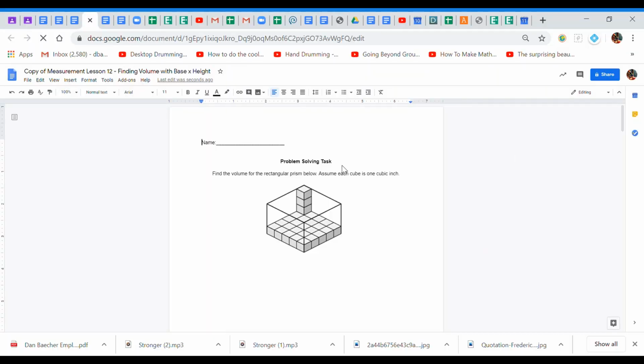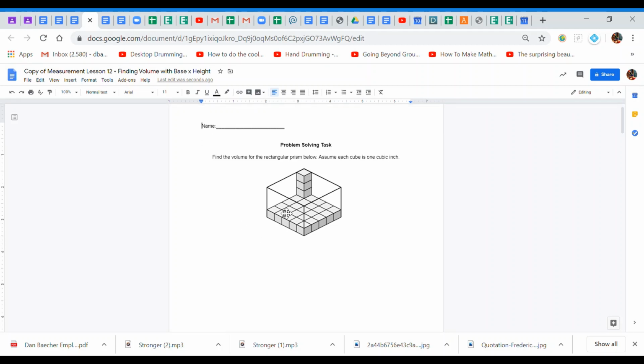All right, this is our problem solving task for the lesson. You can see right here we have a picture of a rectangular prism below. It's not actually an empty square with three pieces over here. We're imagining that this whole shape is a rectangular prism. What we want to know is what is the entire volume of the shape. We're filling it with imaginary cubes to find out how much volume it has.